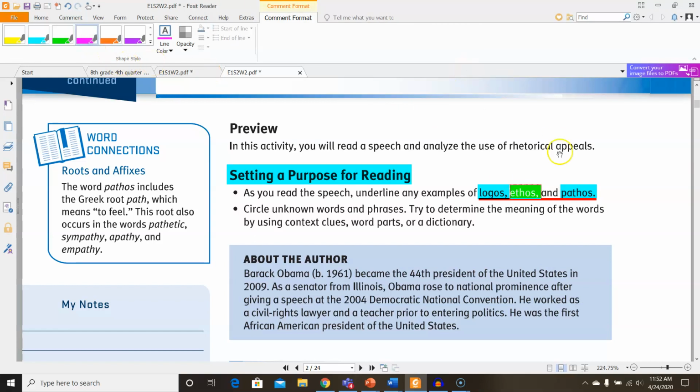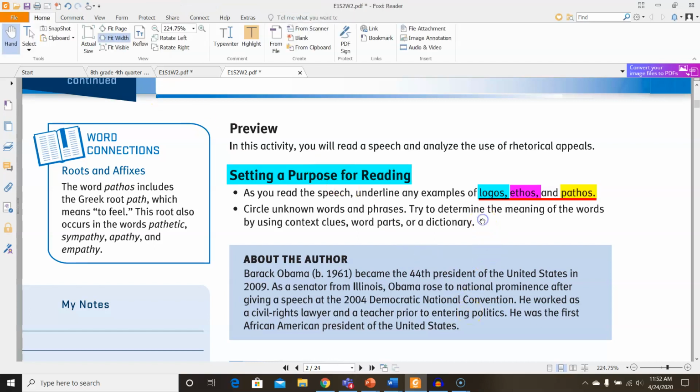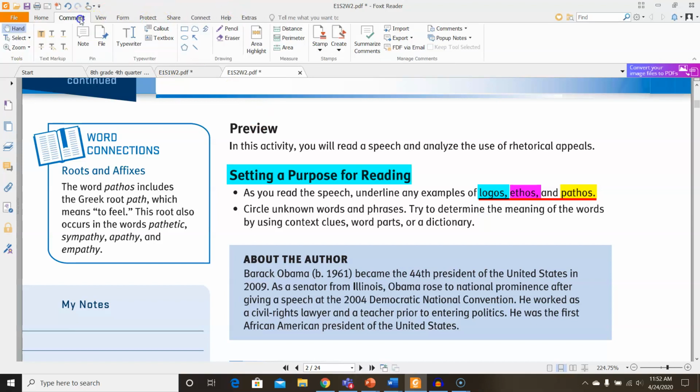If you're using Foxit, then yes, you can. But if you're using one of the other programs I recommended, I don't know if they have this capability. So you'll have to explore it for yourself and see if that works for you. If not, you can continue to underline, just like the instructions originally say. But I'm going to demonstrate it using highlighting. So also, it wants you to circle unknown words and phrases, trying to determine what they mean by using context clues, word parts, or a dictionary.